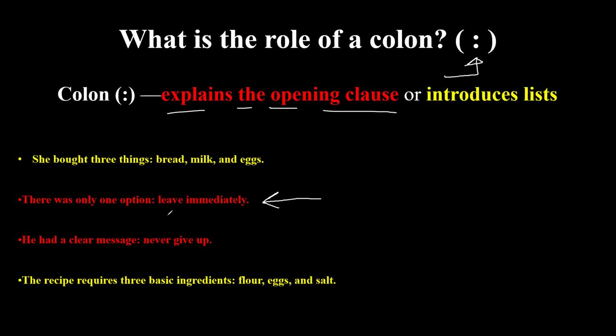Hold on, Annabelle. Take a look at what this says. The second part says leave immediately. How does it relate to the first part? Because it says only one option, which is leave immediately. Yeah, it's explaining the opening clause. Perfect. It's elaborating. It's giving more information about the opening clause. There was only one option: leave immediately.